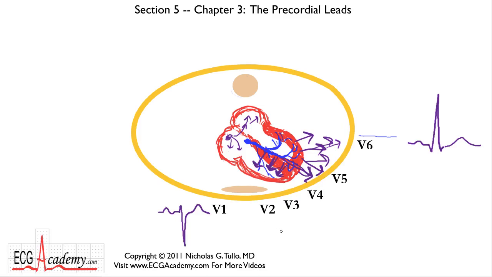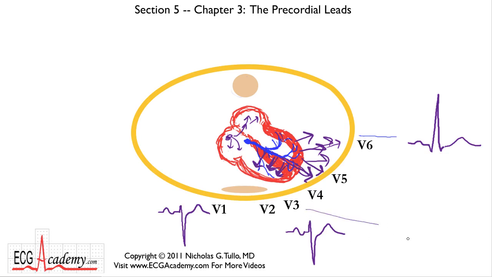Okay, so now V2 is a lot like V1, in that you sometimes get a little biphasic P wave there. But the R wave should be a little bit taller, and the S wave should still be negative. Now, V3 and V4 are the two leads where the so-called transition point generally occurs. What's the transition point? Well, that's where the R wave grows bigger than the S wave.